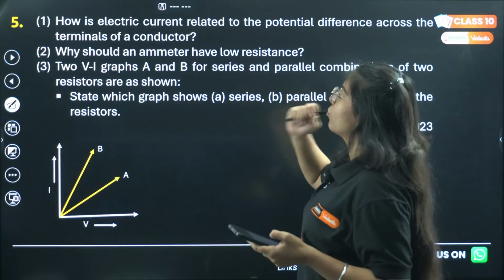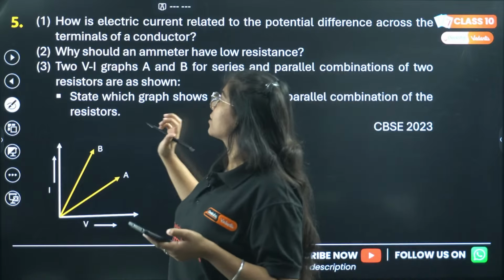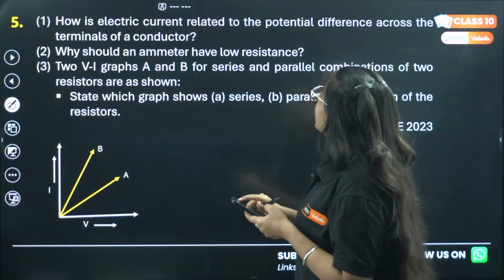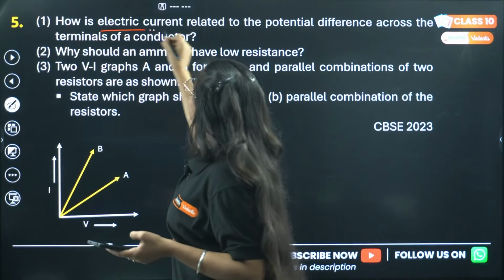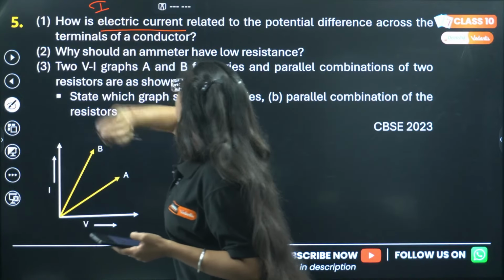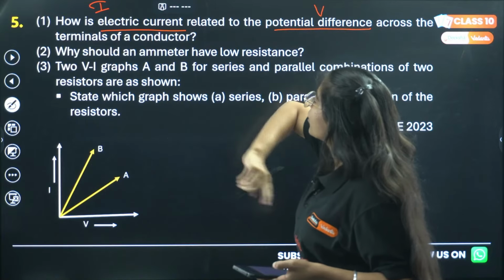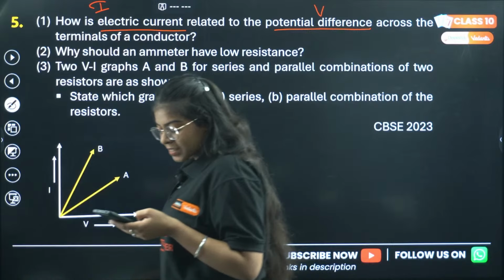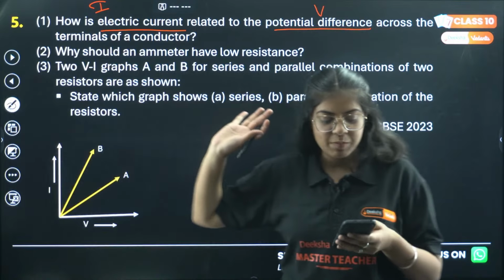This is a really good question. The first one is just a lame question that even CBSE asked. See, how is the electric current related to the potential difference? How do we write electric current? As I, related to the potential difference, that is V, across the terminals of a conductor. Ma'am, this is the lamest question to ever exist in the history of CBSE boards, okay?